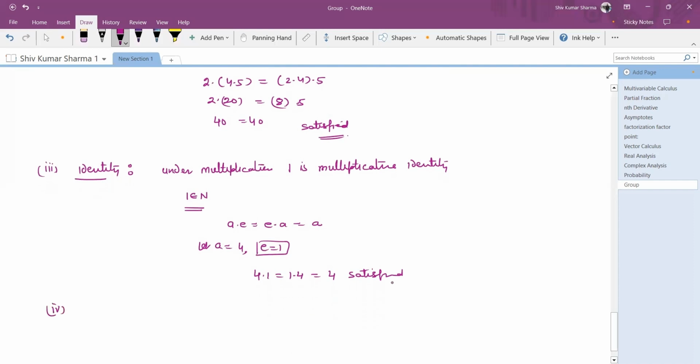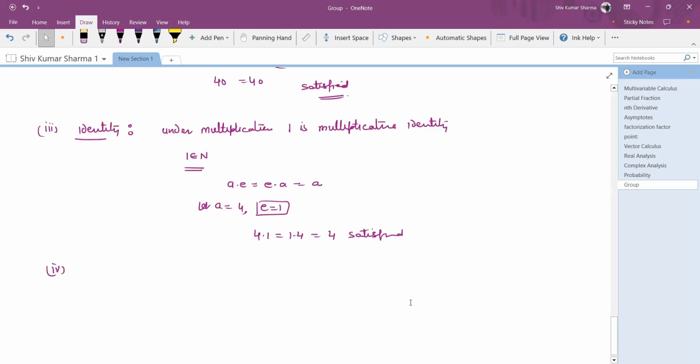You remember that when we solved for the set of natural numbers under addition, only two properties were satisfied, that is closure and associative. Identity is not satisfied under addition because the identity element is 0, and 0 does not belong to the natural numbers. So under addition only two properties are satisfied, but under multiplication three properties are satisfied. Now we move to the fourth property, that is the inverse.